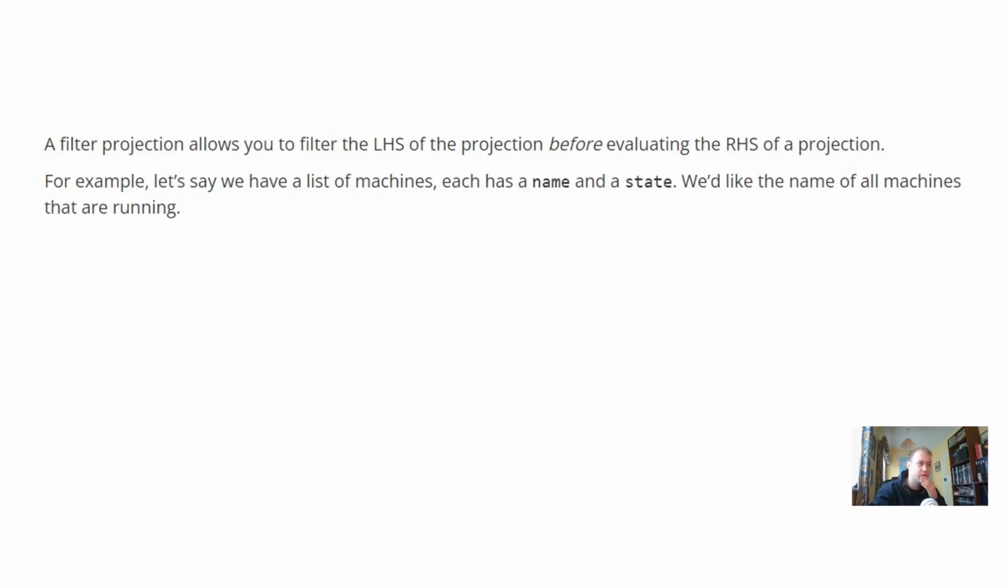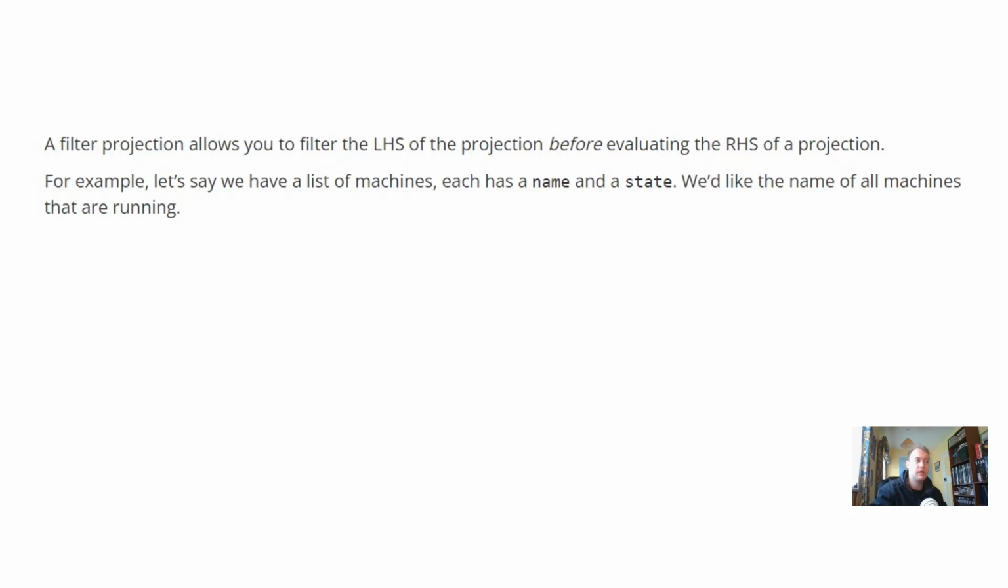So could we use a normal projection with that? We could have the left hand side be machine, the right hand side could be name. Oh, but we want the names of all, but how would we make sure the machines are running? Okay, what if we had the right hand side be the state? But that would tell us what the state is. It wouldn't select out only the states that are running, it would just say here's a list of all the states of the machines.